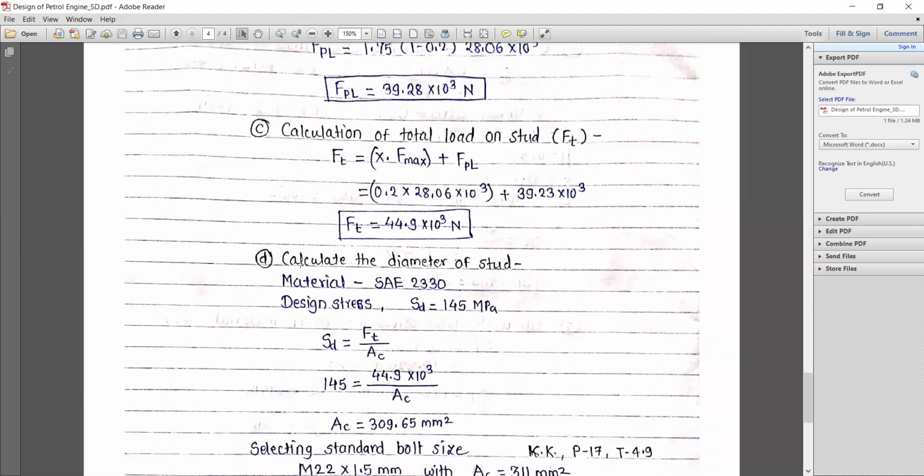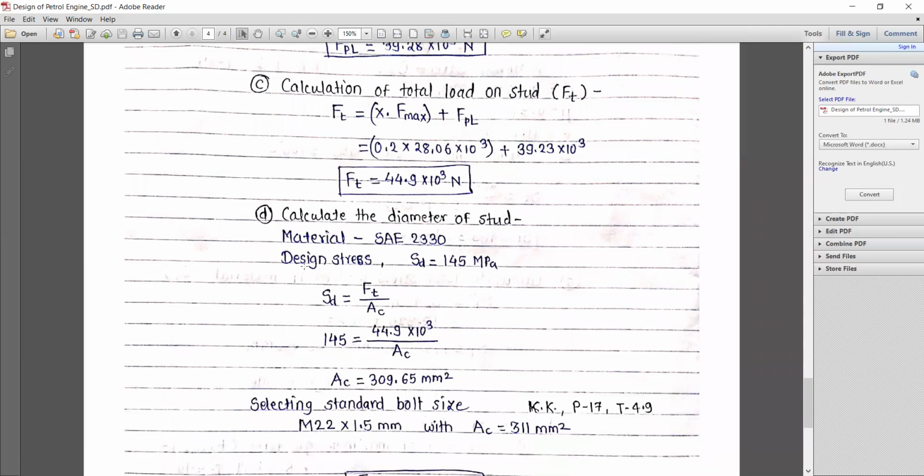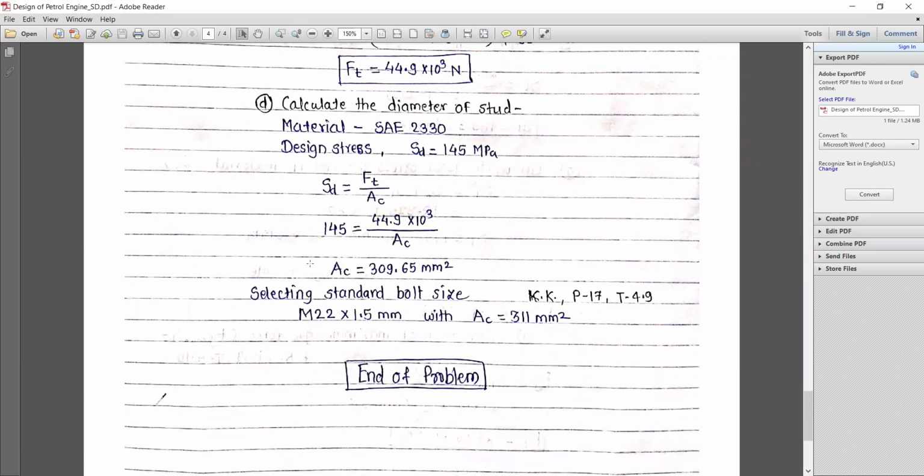Now calculating the total load on the individual stud, Ft is equal to X into F max plus FPL. The value of X is equal to 0.2. After the calculation, we get Ft, the total force acting on each stud, as 44.9 into 10 raised to 3 Newton. Now calculating the dimensions of the stud. The material we have selected is SAE 2330.